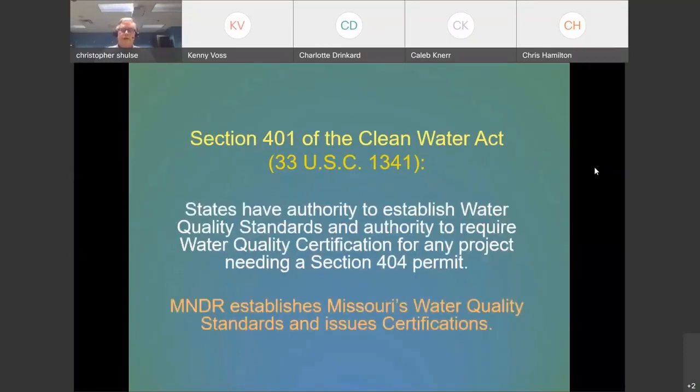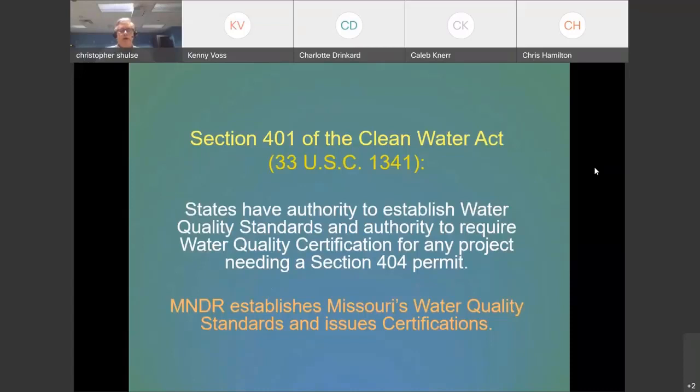That can include cement, rock, soil, anything like that. If you're putting that into the water, you have to have a permit. Section 401 of the Clean Water Act is what we generally call the water quality section. And the EPA and the Corps have given the states authority to establish water quality standards and the authority to require water quality certification for any project needing a Section 404 permit.